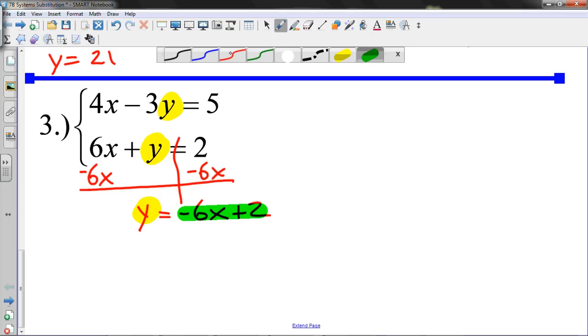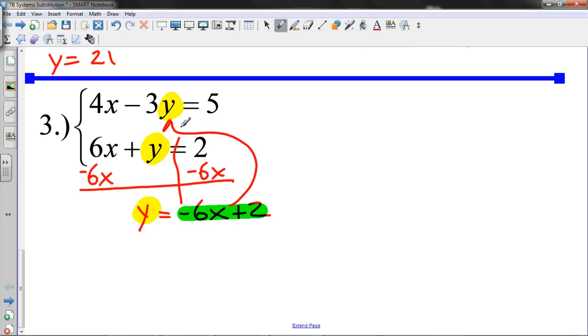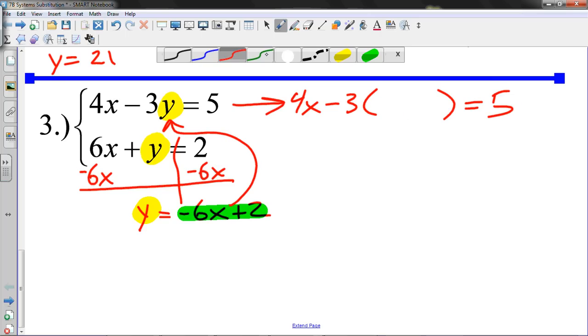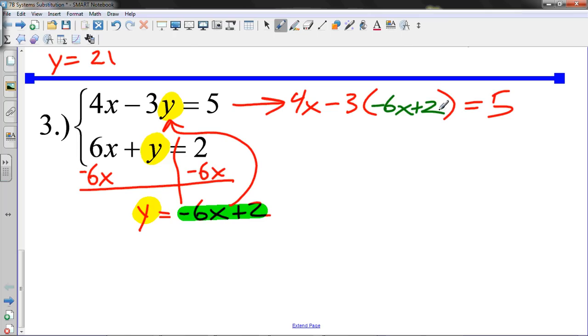So I'm going to take that value and I'm going to plug it in for that y. So let's rewrite the top equation. 4x, the only thing I want is x's. And instead of writing y, I put parentheses. So see, I just basically rewrote the equation. Instead of writing y, I put a big parentheses. Now I'm going to plug in negative 6x plus 2 because that's the same thing as y. So let's go ahead and solve one equation, one variable.